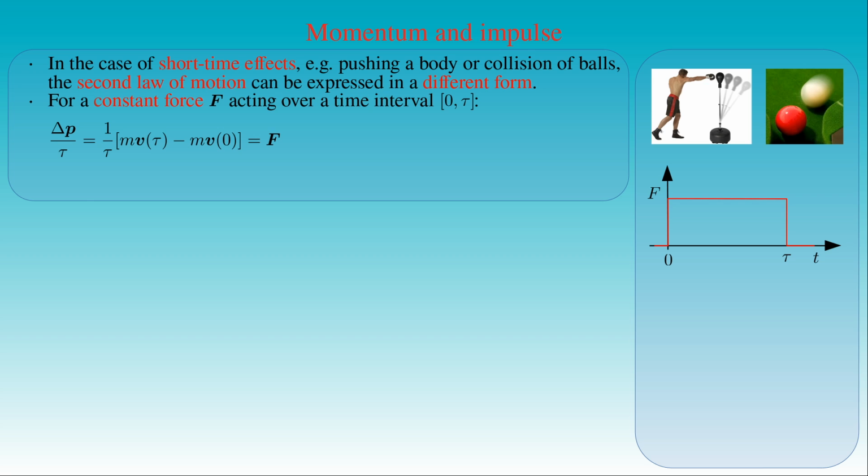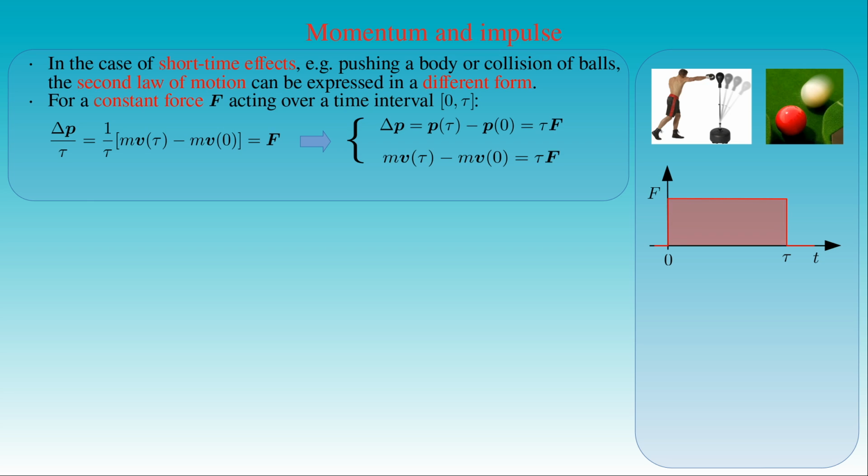Here we have the equation stating that delta p, given by the difference of the momentum p of the point mass at the time tau and the initial time 0, is given by tau times the force F, or the mass m times the velocity v at the time tau, minus the mass m times the velocity v at the initial time 0, is equal to tau times the force F. In the right-hand side of these equations, we can see the product of the length of the time interval tau and the force F acting over the time interval, which is represented by the area under the curve of the magnitude of the force F.